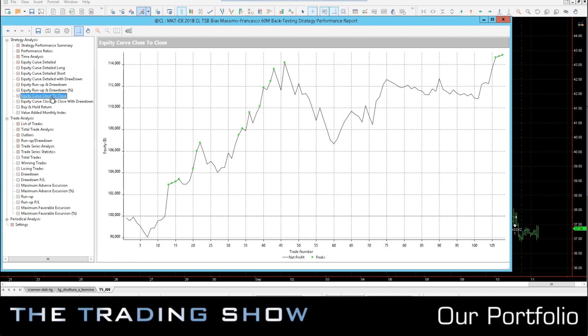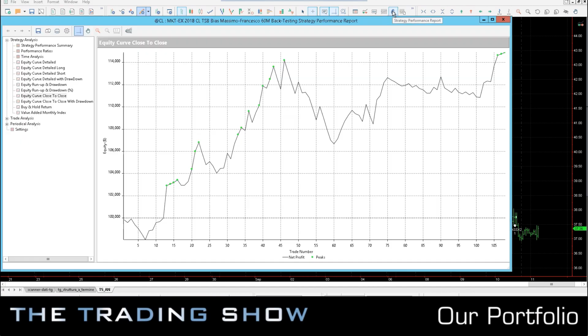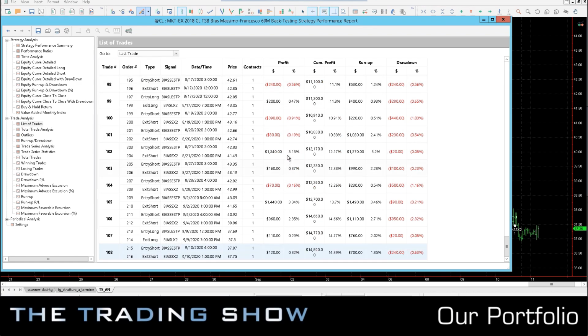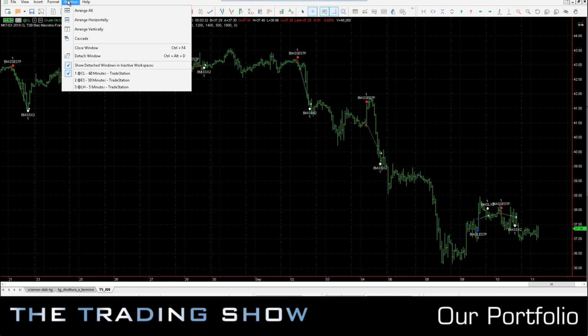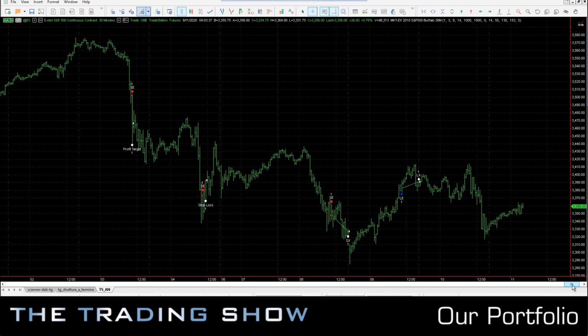We see that in the last period the strategy has managed to reach new peaks in equity thanks to this beautiful series of trades in the past weeks. Most of them are short trades, and we see them here on the list of trades. One trade closed for 1300s, another one for 1400s, then another two trades closed at break even, and the other two closed more or less in pair.